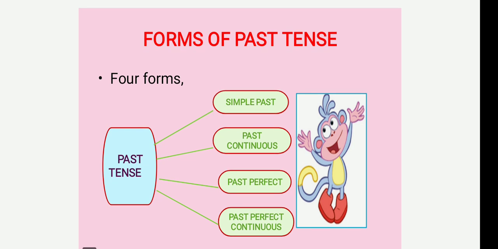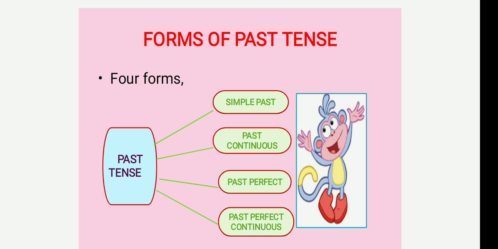There are four forms of past tense. We all know that there are three types of tense: past tense, present tense, and future tense. Each and every type of tense has its four aspects, that means four forms. Here, the past tense too has four forms. The first one is simple past tense, then past continuous, past perfect, and past perfect continuous tense. These are the four forms of past tense.